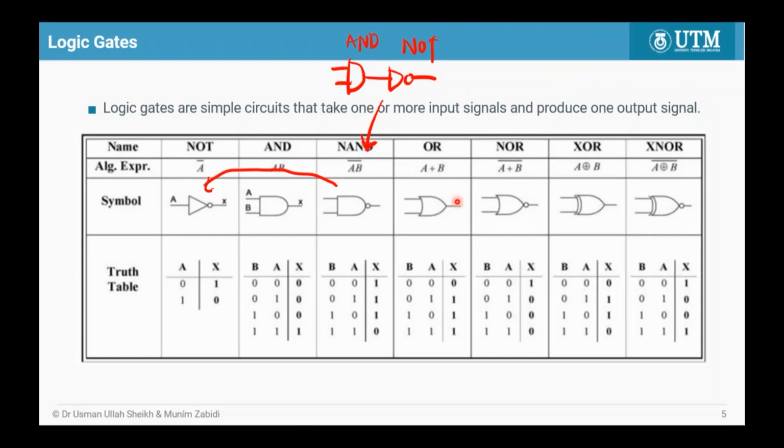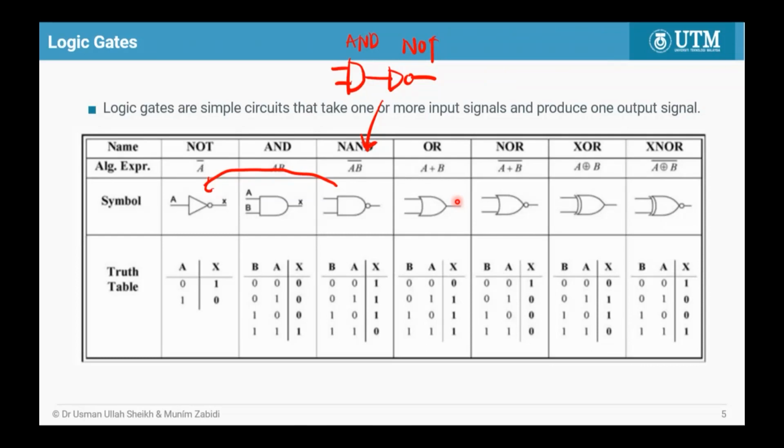Either one of the inputs getting 1, then the output will be 1. So this is a NOR gate. NOR gate means the complement of this OR gate here. You put a bubble at the end of the OR gate, and the output will be the complement of this OR function here.